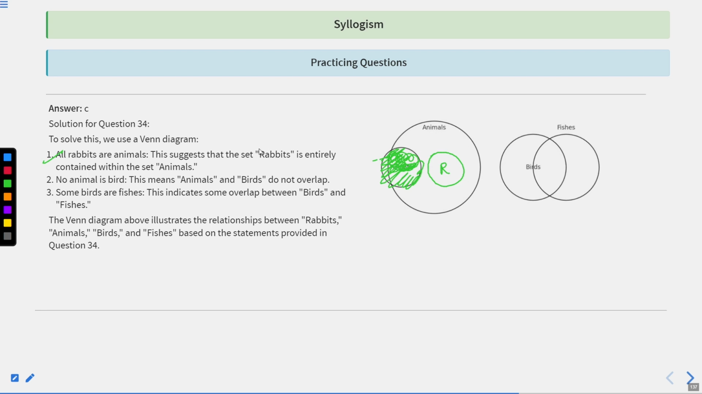That is very true. No animal is bird. Very clear. No relation at all between them. And the third statement, which is saying that some birds are fishes. So there are some birds which are fishes, which is being represented from this particular intersection between the circle which is representing birds and the circle which is representing fishes. तो ये हम लोगों ने Venn diagram तो draw कर लिया, my dear students.